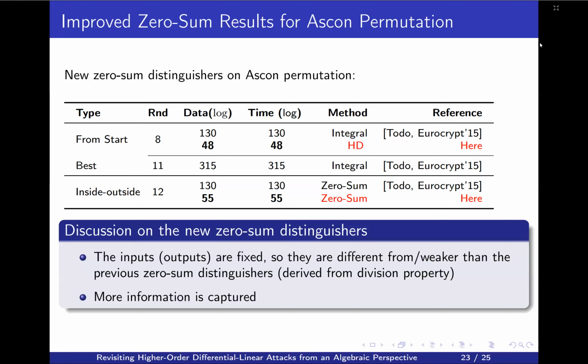However, because our zero sum distributions just fix the inputs and outputs, that means it's actually different from zero sum, especially the zero sum distribution bound by the different properties. But it also means that our method can capture full information.